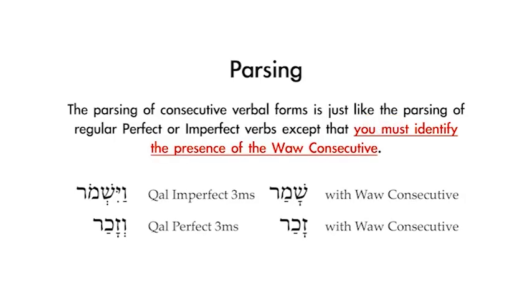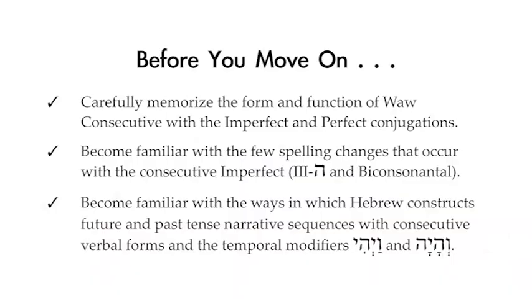In the first one, we have wayishmor. This is the qal imperfect 3ms from the verb shamar, shin, mem, resh, and then you just simply say with wow consecutive. We have a new column for you to add the parsing information. The second one was wezakar. This is the qal perfect 3ms from the verb zakar, zayin, kaf, resh, with the wow consecutive. So make sure that when you're parsing your perfect and imperfect verbs, that you clearly identify if they appear with the wow consecutive.